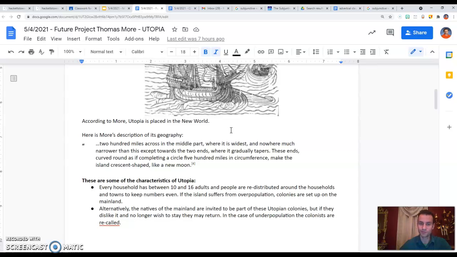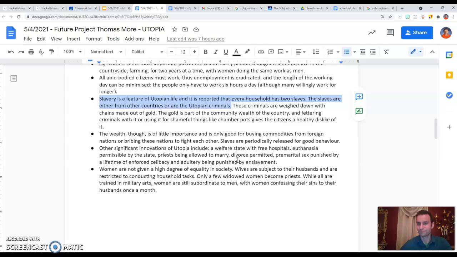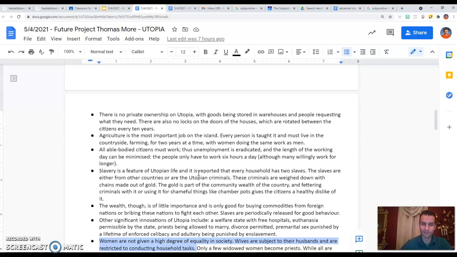Now, obviously, his views are very tarnished by the mentality of the time, right? For example, when they talk about slavery, slavery is a feature of utopian life, and it's reported that every household has 2 slaves. The slaves are either from other countries or are the utopian criminals. Some interesting things here about Thomas More, who was progressive, I guess, for the time, but wrote some interesting things. For example, women are not given a high degree of equality in society. Wives are subject to their husbands and are restricted to conducting household tasks. Well, it goes without saying that your utopia will not look anything like this.